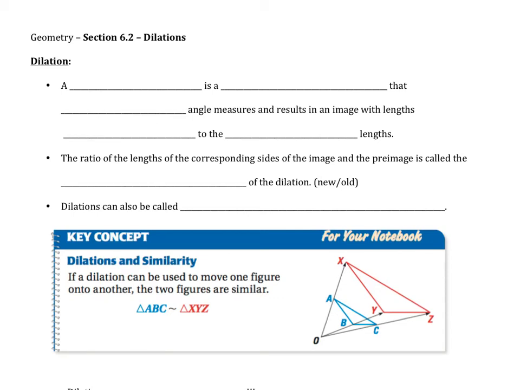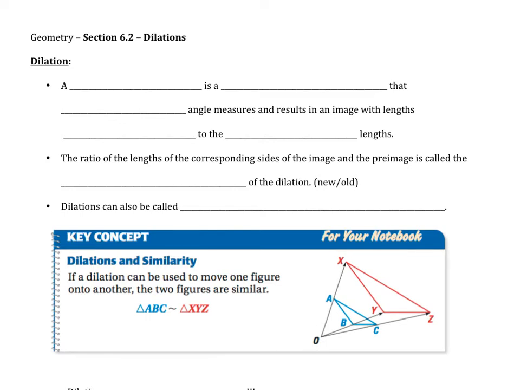Section 6.2 is entitled Dilations. If you think back to when we did all of the types of transformations, we did reflections, translations, and rotations. All of those resulted in a congruent polygon. But dilations does not. A dilation results in a similar polygon. So let's first define what a dilation is.